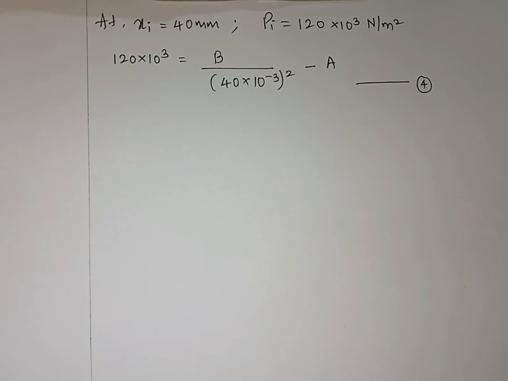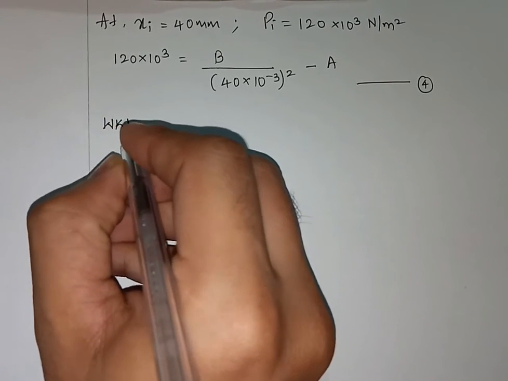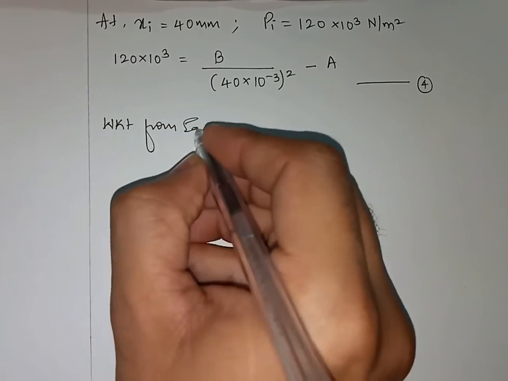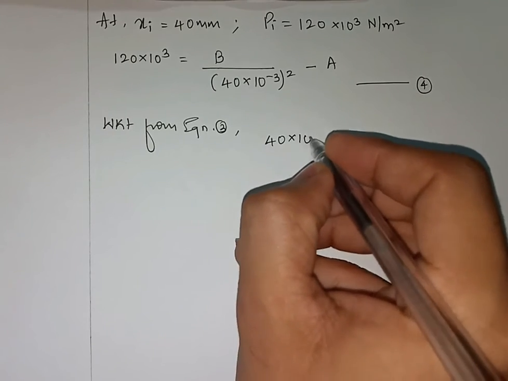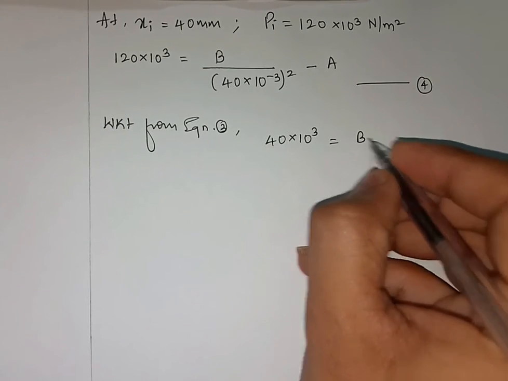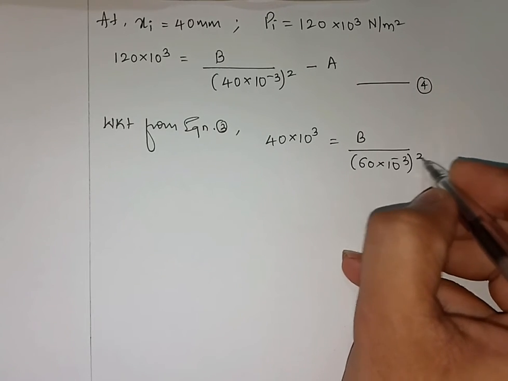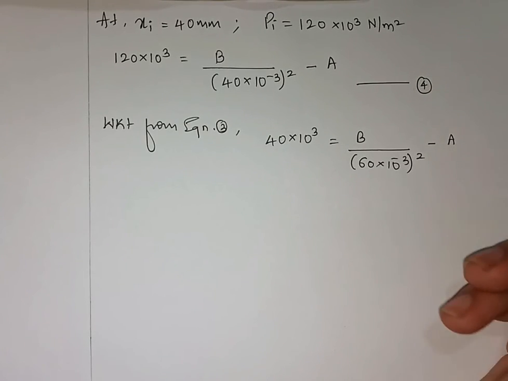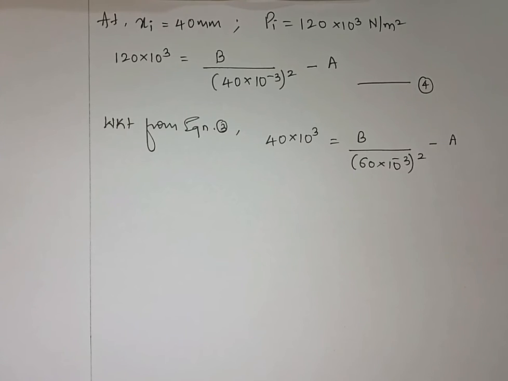So my equation 3 is on the previous page. Just to make things easier, I'll rewrite that equation 3 on this page. We know from equation 3 that 40 into 10 raised to 3 is equal to B divided by 60 into 10 raised to minus 3 square minus A. Right, so this is from equation number 3. Now I'll be solving these two equations simultaneously in my calculators.